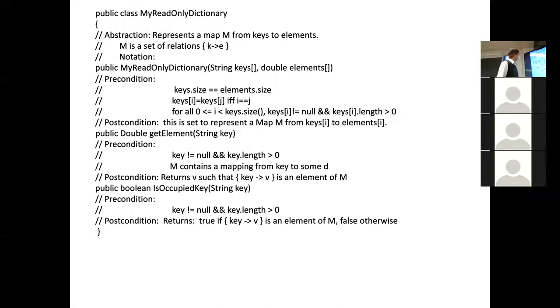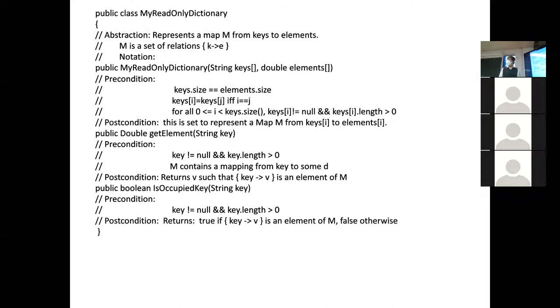Okay, now we're back to my read-only dictionary. That's a read-only, so we're back to that, but it's a dictionary. So what does the dictionary do? Well, it maps from keys to elements in the dictionary, right? So for a given key, we can look up an element. Maybe the keys are student ID numbers, and we can look up the person's name, something like that.